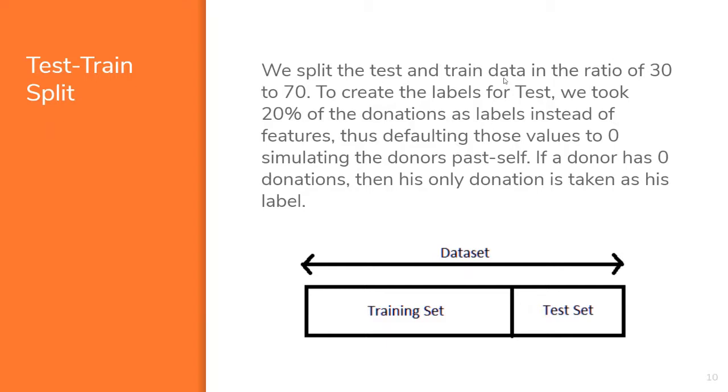We created a test train split with the ratio 30:70, and to create the labels for test, we took 20% of the donations as labels instead of features. Those features will have a default value of 0 instead of 1, which will simulate the donor's past self as if they have never donated to the project before. If a donor would have 0 donations, then his only donation will be taken as his label and his features will be all set to 0 for the donations.